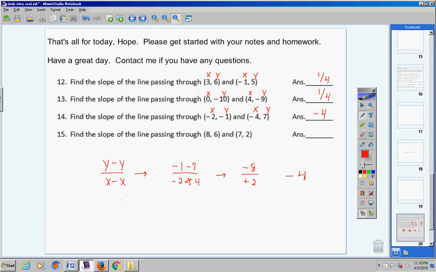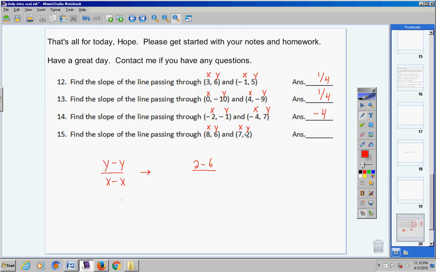And then lastly, for number 15, here's my x, here's my y, here's my x, here's my y. Let's go backwards on this one, just to show you it doesn't matter which way you do these. So y minus y. 2 minus 6. Now let's go to your x's.